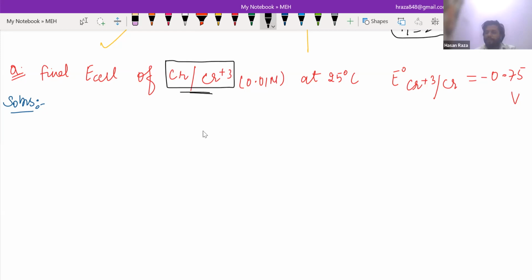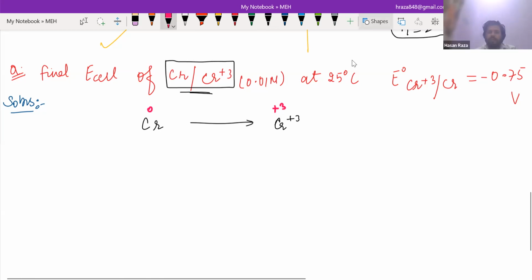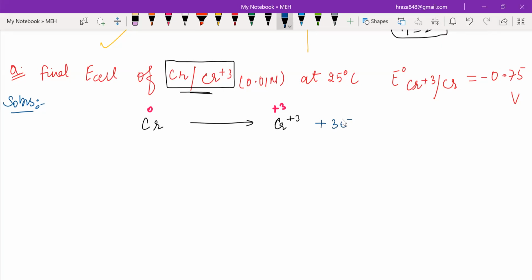This is a half cell reaction that is given, so you need to write the half reaction only. Cr is going into Cr plus 3. Now you can see this is 0 and this is plus 3. That means it loses 3 electrons. So you are going to write plus 3 electrons here because it lost 3 electrons, right? Now this is the reaction.